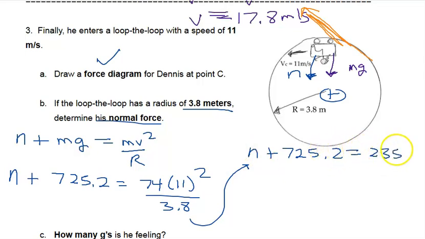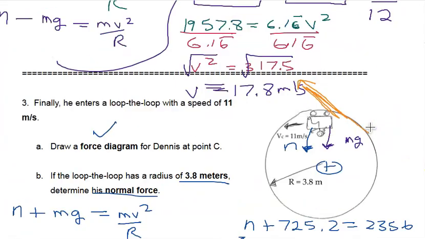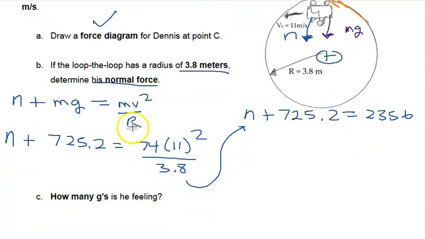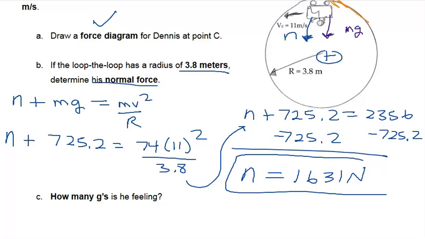2356 is looking familiar. It was 2683. Okay, and then subtract 725.2 from both sides, and you get the normal equals 2356 minus 725.2, or 1631 newtons.